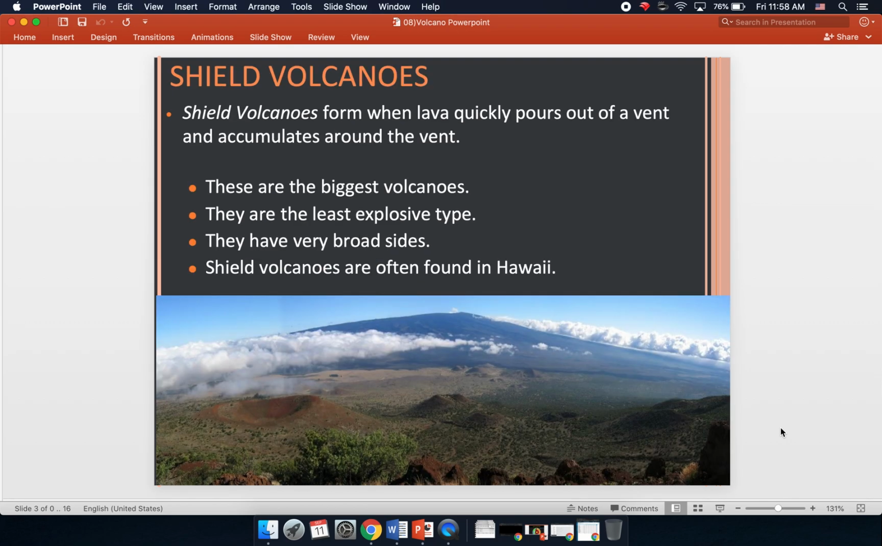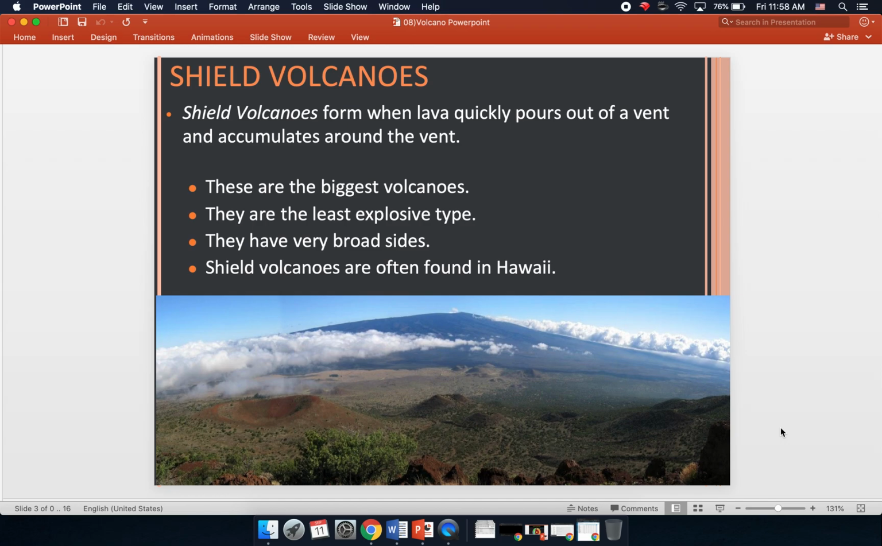All right, let's talk about the types of volcanoes. The first one we'll talk about here is shield volcanoes, which form when lava quickly pours out of a vent and accumulates around the vent. These are the biggest volcanoes, but they are the least explosive type. These are not likely to erupt very violently, but the danger with them is that the lava that flows out of these is very runny and will easily flow, and can flow very quickly.